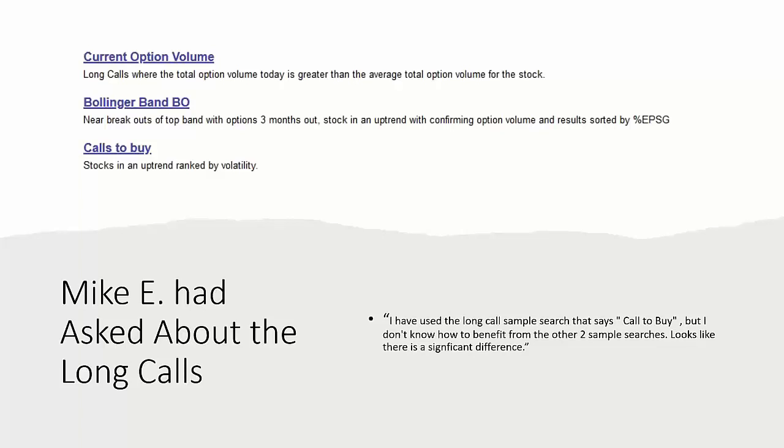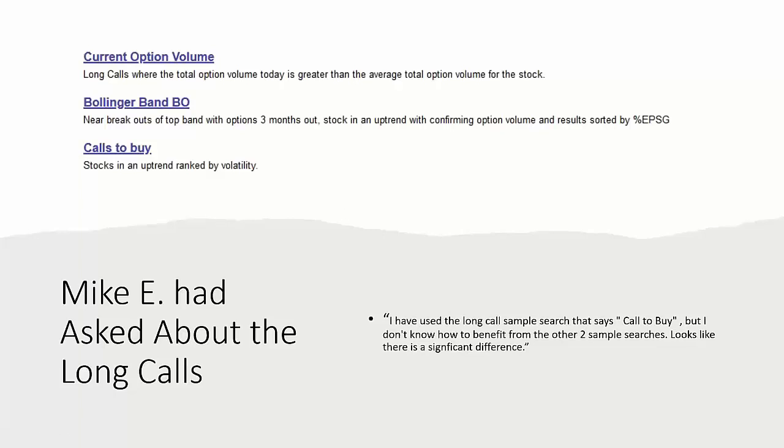Okay, and then there's a Bollinger Band BO, Bollinger Band breakout screen, where it's looking for long calls on the stocks that are near the top or have had recent breakouts over the upper Bollinger Band, and they're still in an uptrend and have reasonably high option volume as well. And then the calls to buy is simply looking for stocks in an uptrend with different technicals and fundamentals ranked by highest volatility. So what is the main difference?